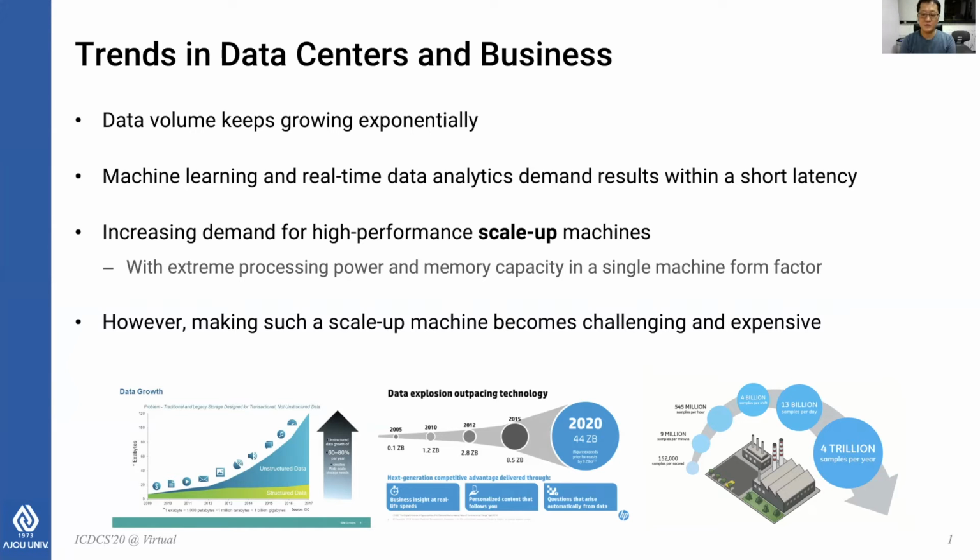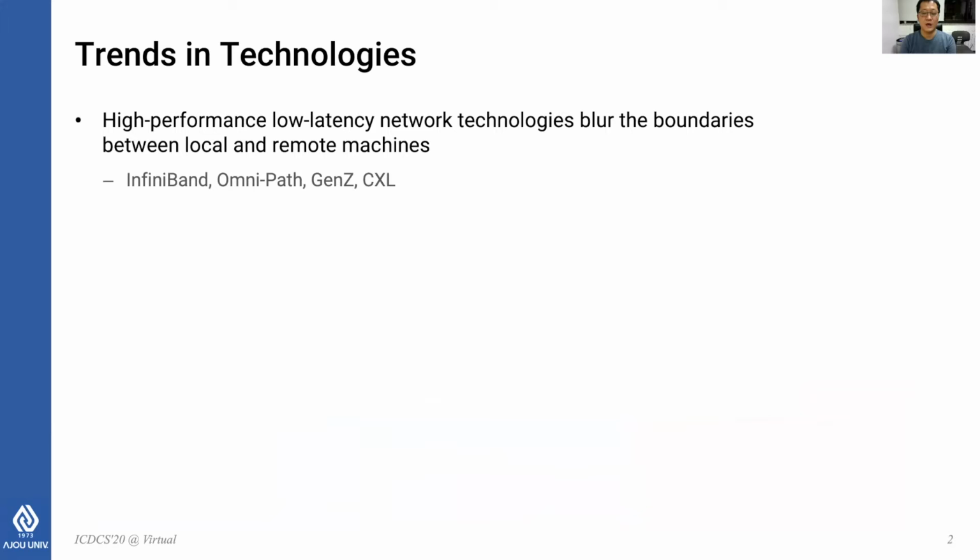However, building such a scale-up machine becomes challenging and expensive due to the end of Moore's law and increasing complexity of processor interconnects. In the meantime, the network technologies have evolved very fast. Modern network technologies such as InfiniBand, Omni-Path, Gen-Z, and recently proposed CXL provide a high bandwidth at a low latency. In fact, these network technologies are blurring machine boundaries and make it cheap to utilize resources from remote hosts.